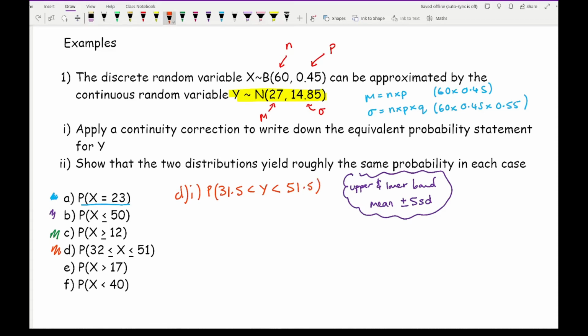So there's my continuity expression. Then working it out with the binomial, we've got 60 and 0.45, so probability between 32 and 51. I can do that straight onto the calculator, and I should get an answer of 0.121465.